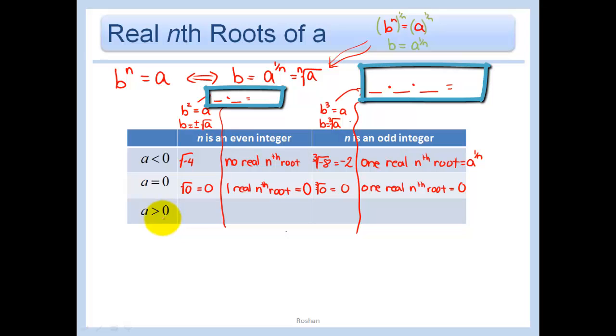What about if a is greater than 0? Let's try and solve this like we were doing before. b squared equals 4. Well, that would leave us with b equals plus or minus 2. And remember, this is the question we're asking ourselves. And so plus or minus root 4 is equal to plus or minus 2. And so here I get 2 real nth roots, namely plus or minus a to the 1 over n power.